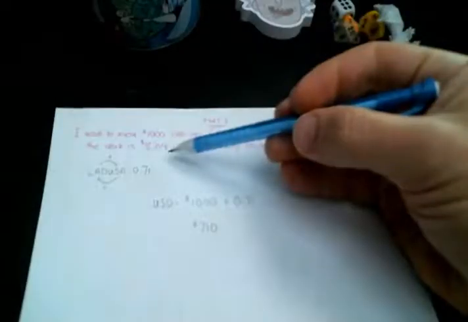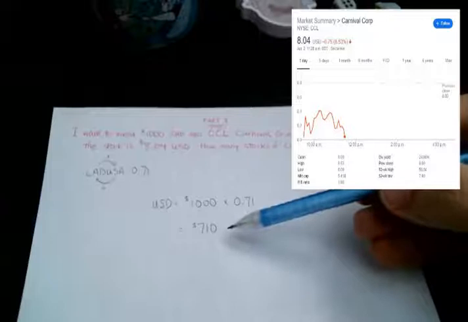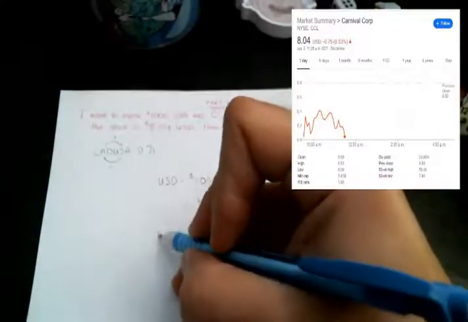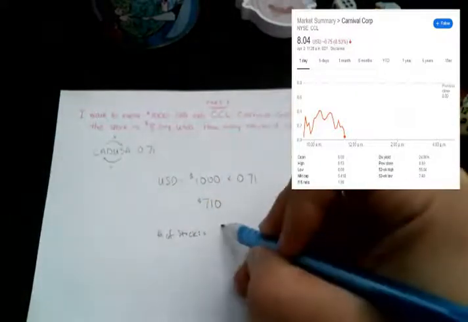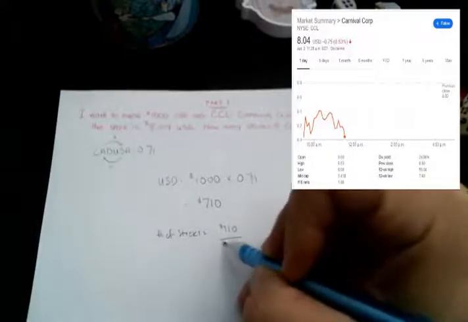Now that I know my stocks are $8.04, it should be a pretty easy step to simply divide this by $8.04 and see how many stocks we get. Number of stocks. All right, so that's going to be $710 divided by $8.04.